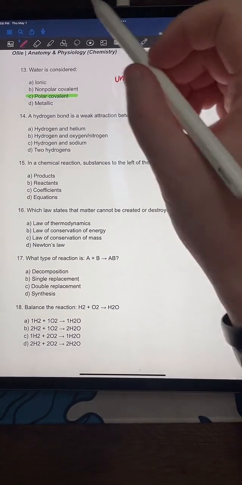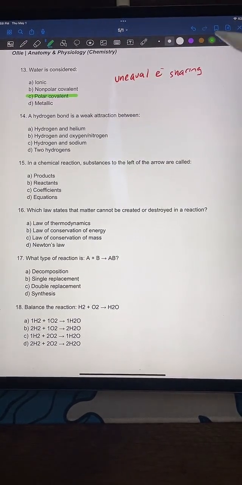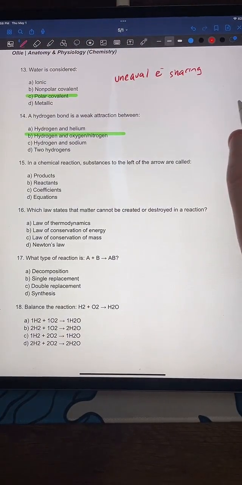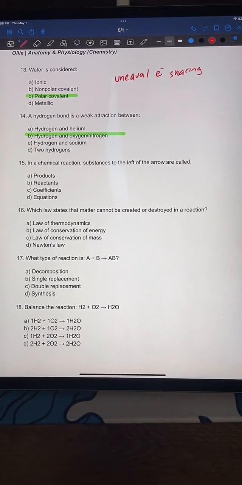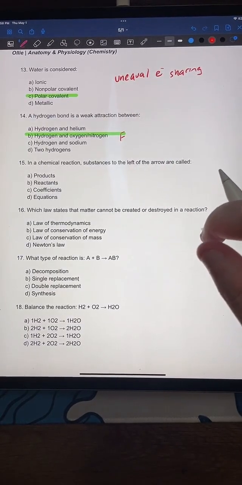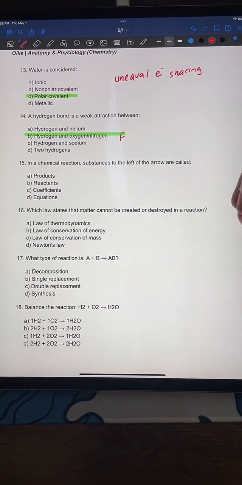Number 14. The answer is B. It is between hydrogen and oxygen or nitrogen. Also, it can be fluorine. But essentially, hydrogen bonds form between hydrogen and either nitrogen, oxygen, or fluorine in polar molecules.